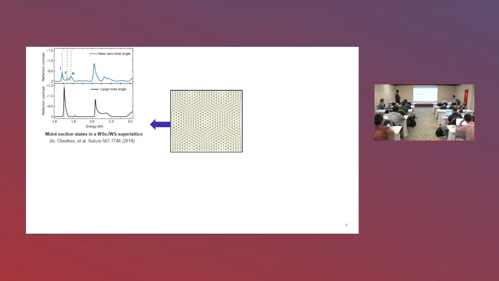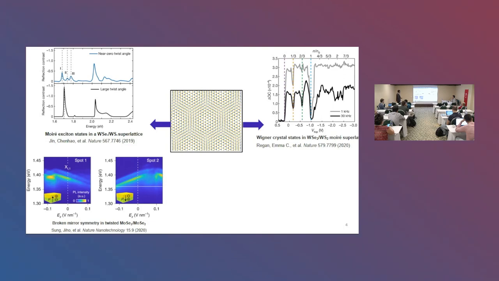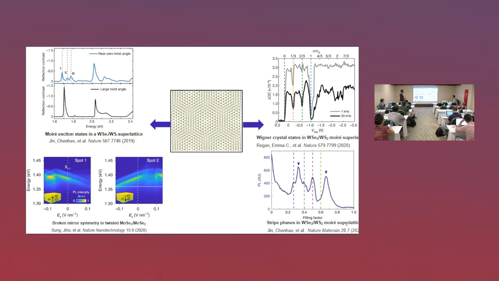People have found more excitons in WSe2 structures, as well as linear crystal states, because of the high correlations. They have also found broken mirror symmetry with the linear Stark effect and a Berry phase, that is, the breaking of the rotational symmetry, okay?